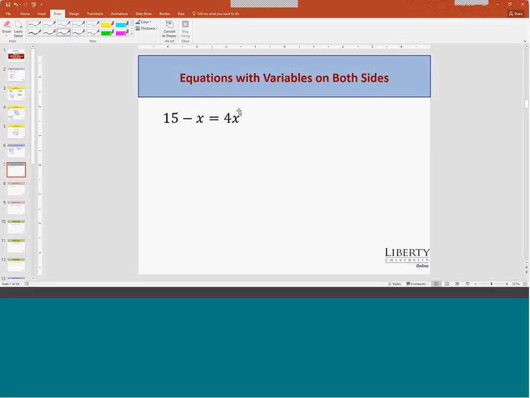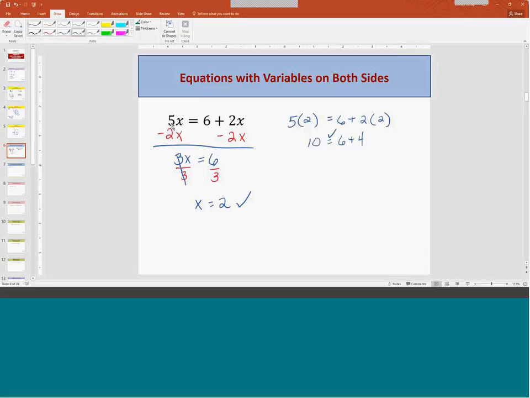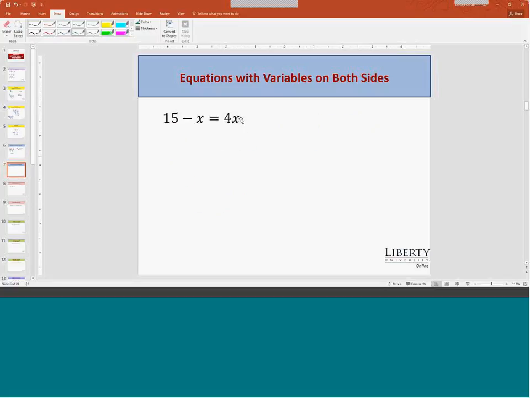Let's try one where we've got variables on both sides of the equation. And work this one, because in the previous slide I got rid of the x term on the right side of the equation. I'll show you it really doesn't matter. We could still eliminate this 4x by subtracting 4x from both sides. Let's just get rid of this minus x.